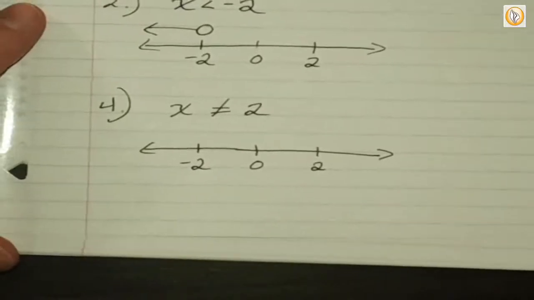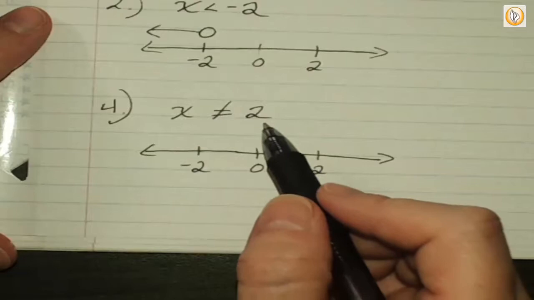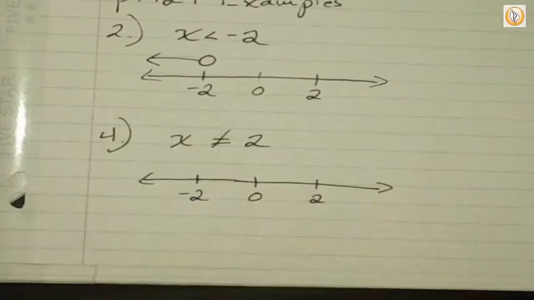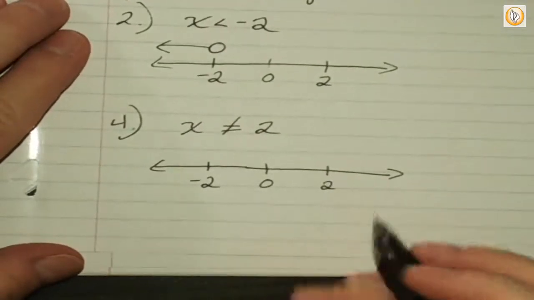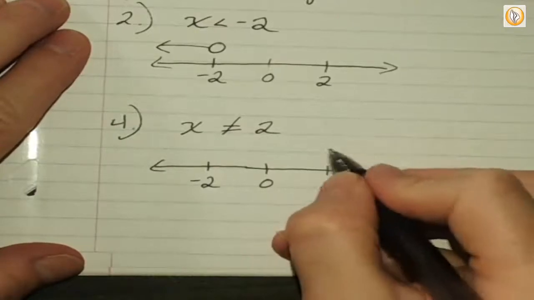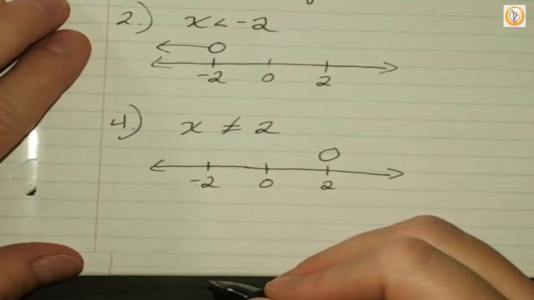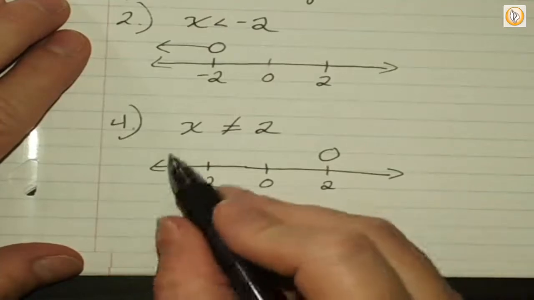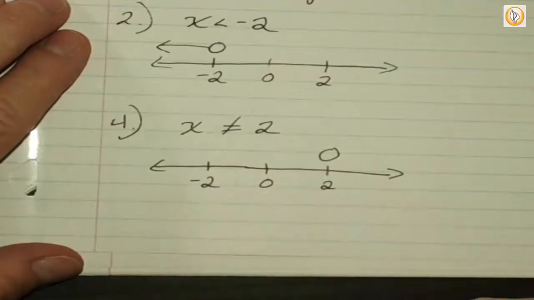Think about what it's asking. It's saying x does not include 2. So would it be closed or open? Open. And does it go over the -2 or +2? Positive 2. In which direction does the arrow go? This is saying x can be any number but 2.